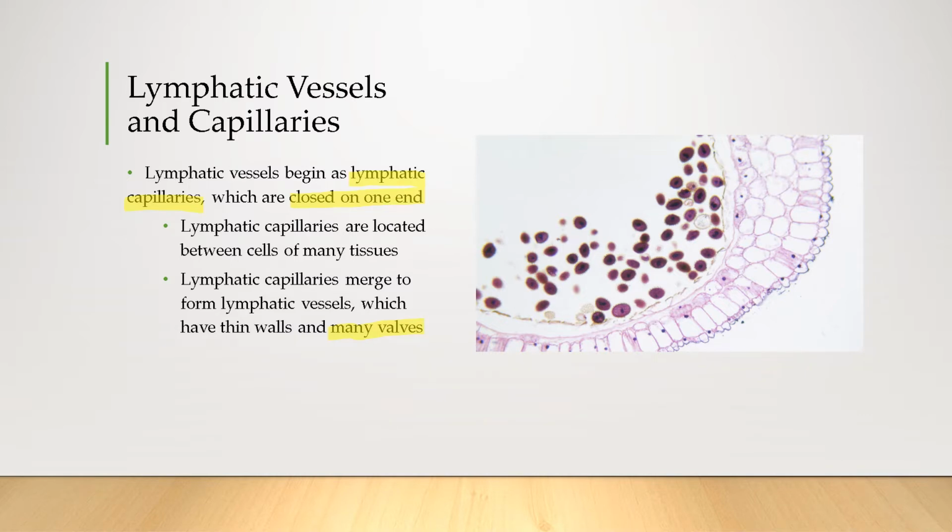At intervals along lymphatic vessels, lymph will actually flow through lymph nodes. Lymph nodes, these are encapsulated, kind of bean-shaped organs that consist of masses of B cells and T cells.